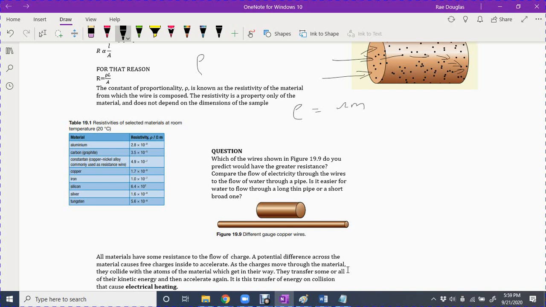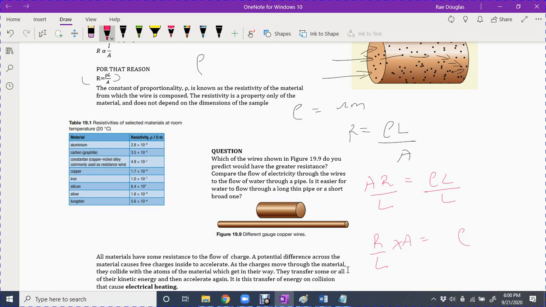If we were to go ahead and transpose this equation here that says R is equal to rho, or resistivity, times length divided by A, right? Let's make resistivity the subject. So A is dividing in the denominator, so we need to take that into the numerator on the other side. So A times R is equal to resistivity times length. We need to get rid of the length, so we divide on both sides. So R upon L times A is equal to rho.